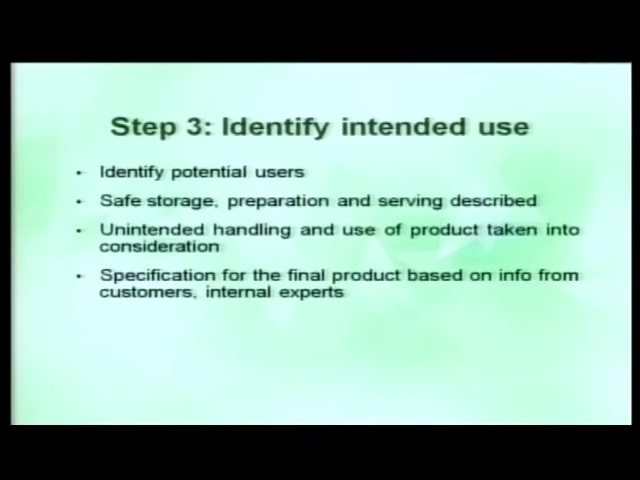The third step is identifying the intended use. Here, when you are defining the intended use, it is very important to understand the potential abuses of the product. That means what can go wrong with my product. So you have to identify your potential users, who is going to consume my product, how my product is to be safely stored, how it is to be prepared, how it has to be served. So all these things are to be well defined, and also unintended handling and use of the product should be taken into consideration.